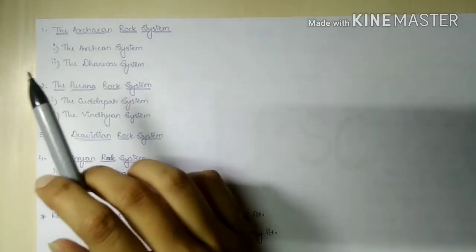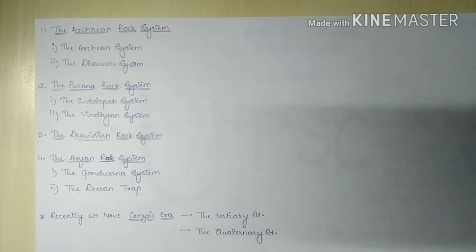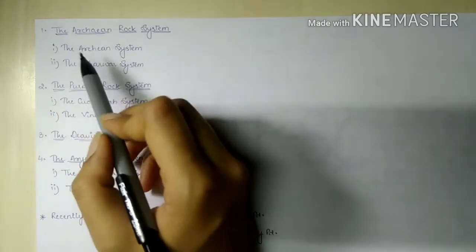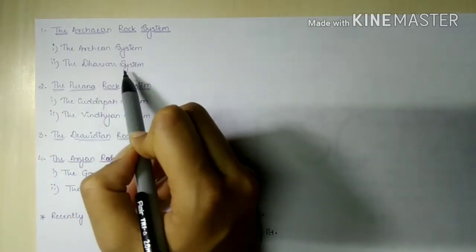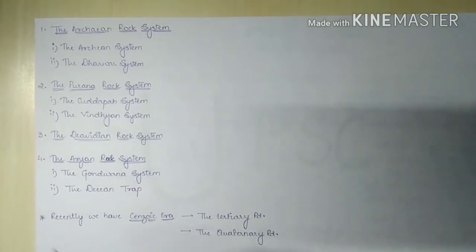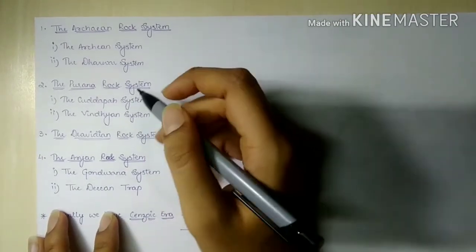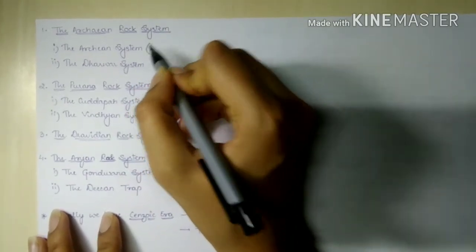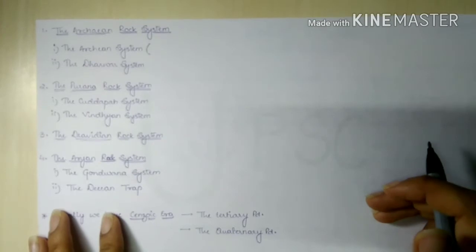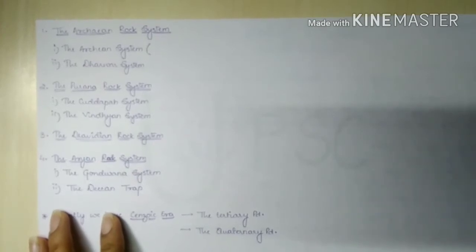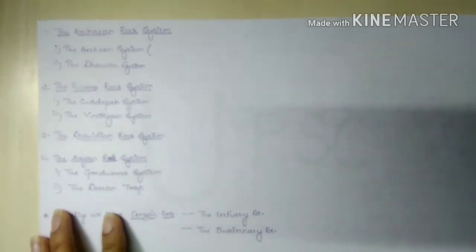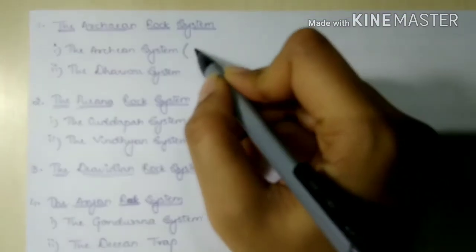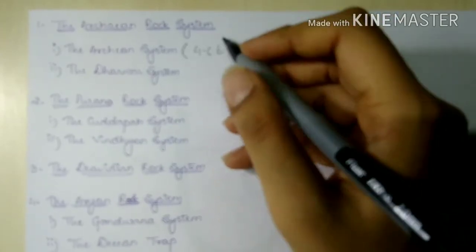So first we will talk about the Archean rock system. This Archean rock system or Archean formation is found in the Archean era, and it is also known as the Precambrian period. In it we have the Archean system as well as the Dharwar system. Now this Archean system, if we count in geological time scale, was formed about 4.6 billion years ago.